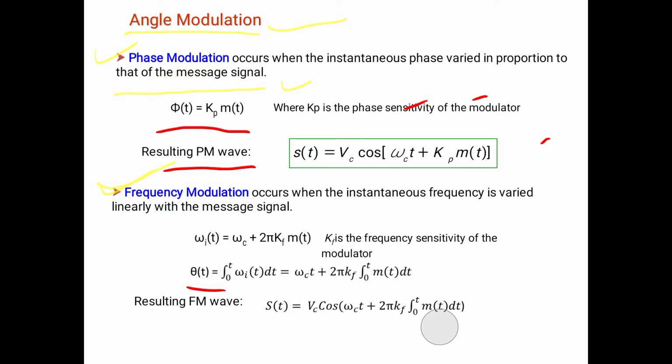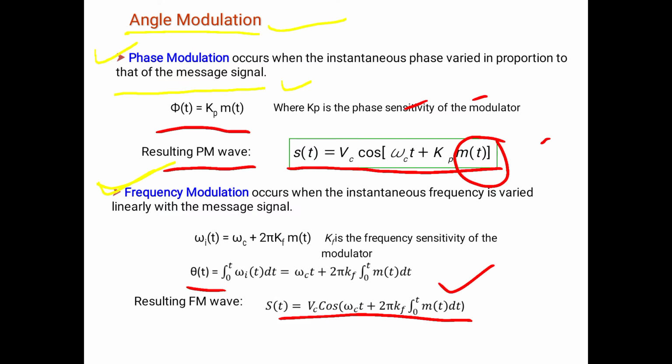Observe here, both the phase modulated wave and the frequency modulated wave are somewhat similar. The only difference is that in phase modulation there is no integration before the message signal, but in frequency modulation we have integration before the modulating signal. That means if we modulate the integrated message signal, we get frequency modulation. If we modulate the differentiated message signal, then we get phase modulation.